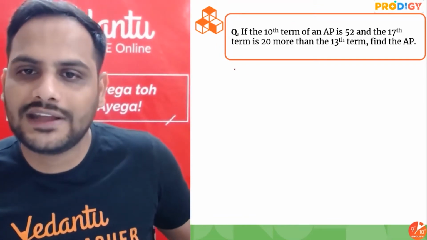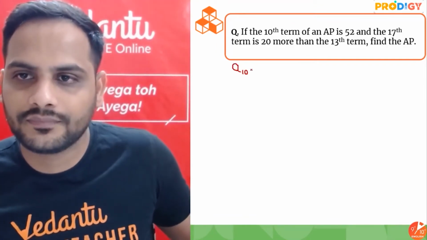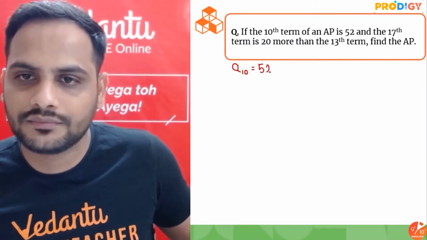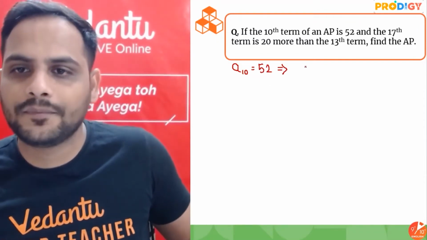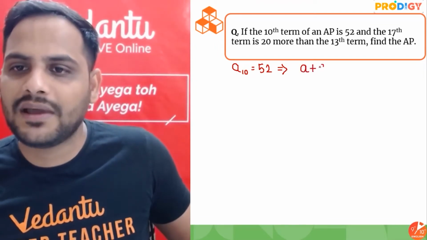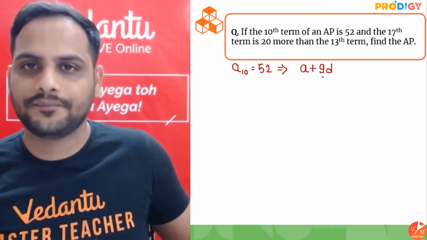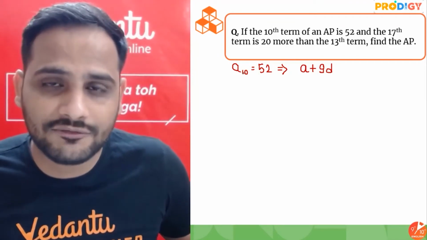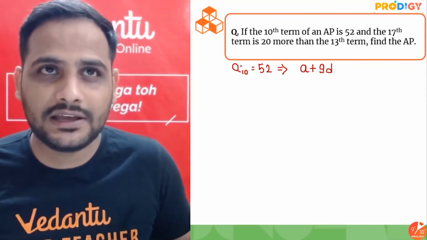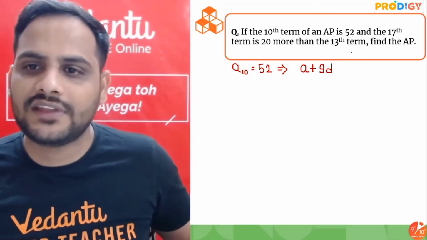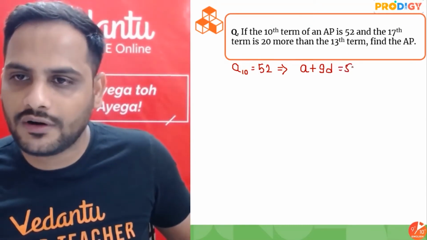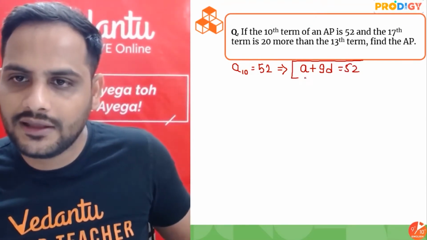So I know the 10th term is given as 52. So I can write, if I use the general term formula, a plus (10 minus 1)d, which means what? 9d. Yes or no? If I use the general term formula, the nth term will be a plus (n minus 1)d. So 10 minus 1 is 9. a plus 9d is equal to 52. All right. This is my first equation.